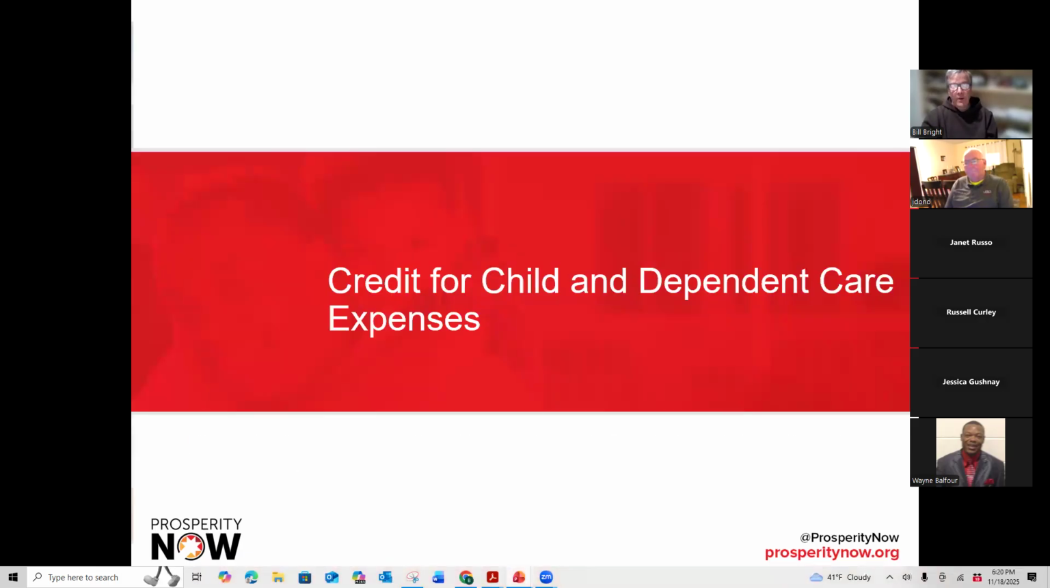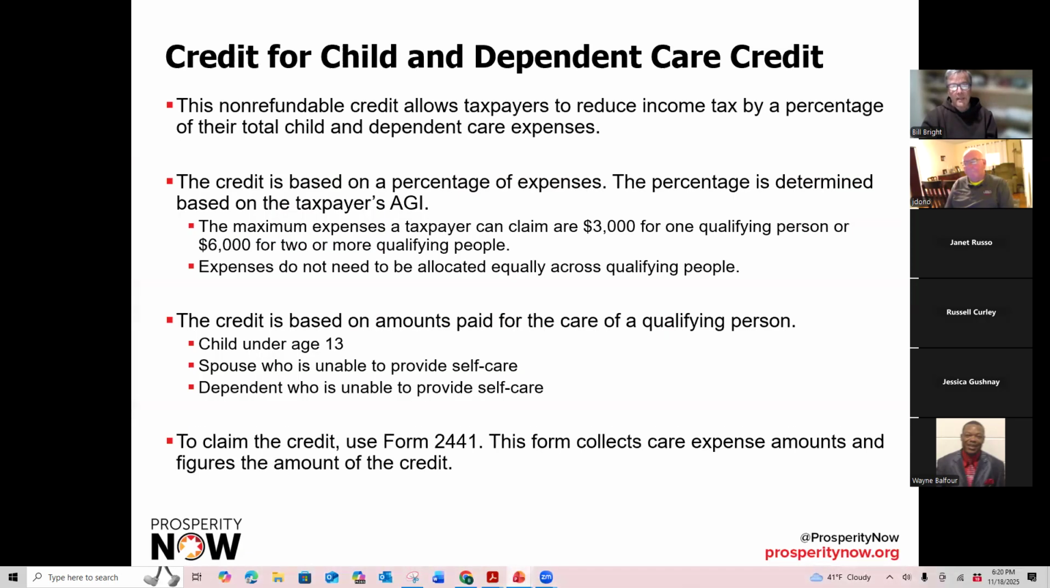So we don't see this very often, the credit for child and dependent care expenses. This is a non-refundable credit that allows taxpayers to reduce the income tax by a percentage of their total child and dependent care expenses. And you can base that off of $3,000 per qualifying child. They must be under 13. Again, they can only claim it for a dependent who is unable to provide self-care. You use Form 2441 to do that.